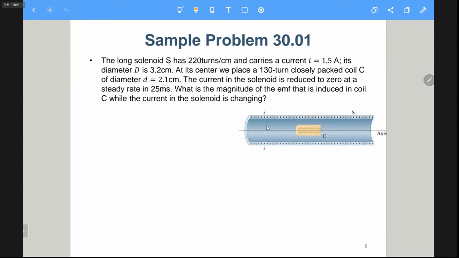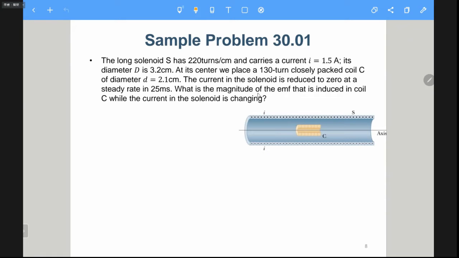Yeah, which means the big one. The big one. Okay, as the center, we place a 130 turn closely packed coil C. So this one is C, the big one is S. Closely packed coil C of diameter small d. The current in the solenoid is reduced to zero at a steady rate in 25 milliseconds, which means that the current starts at 1.5 ampere and it reduces to zero in 25 milliseconds.